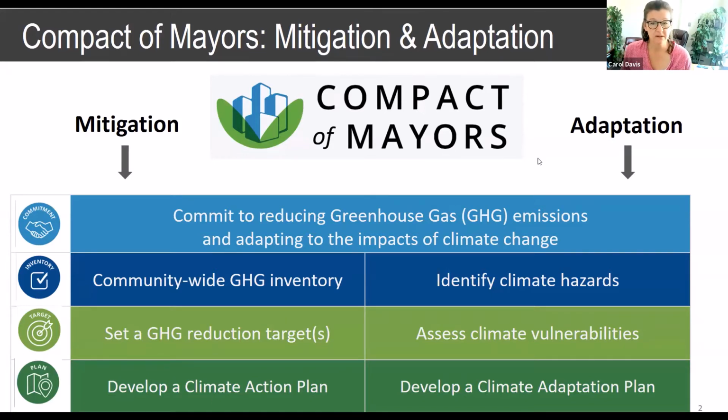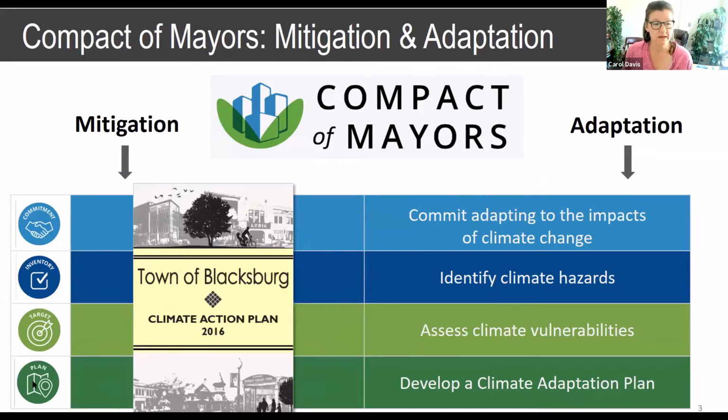But when we signed on to join the Compact of Mayors, we were just about done with completing the town's climate action plan, which was a mitigation-only strategy to look at all of the different facets that contribute greenhouse gas emissions to our community and what we could do to significantly reduce them, pretty much transitioning to a net zero community or 100% renewable community by 2050. Then we've sort of turned our attention after that towards the adaptation side of the ledger.